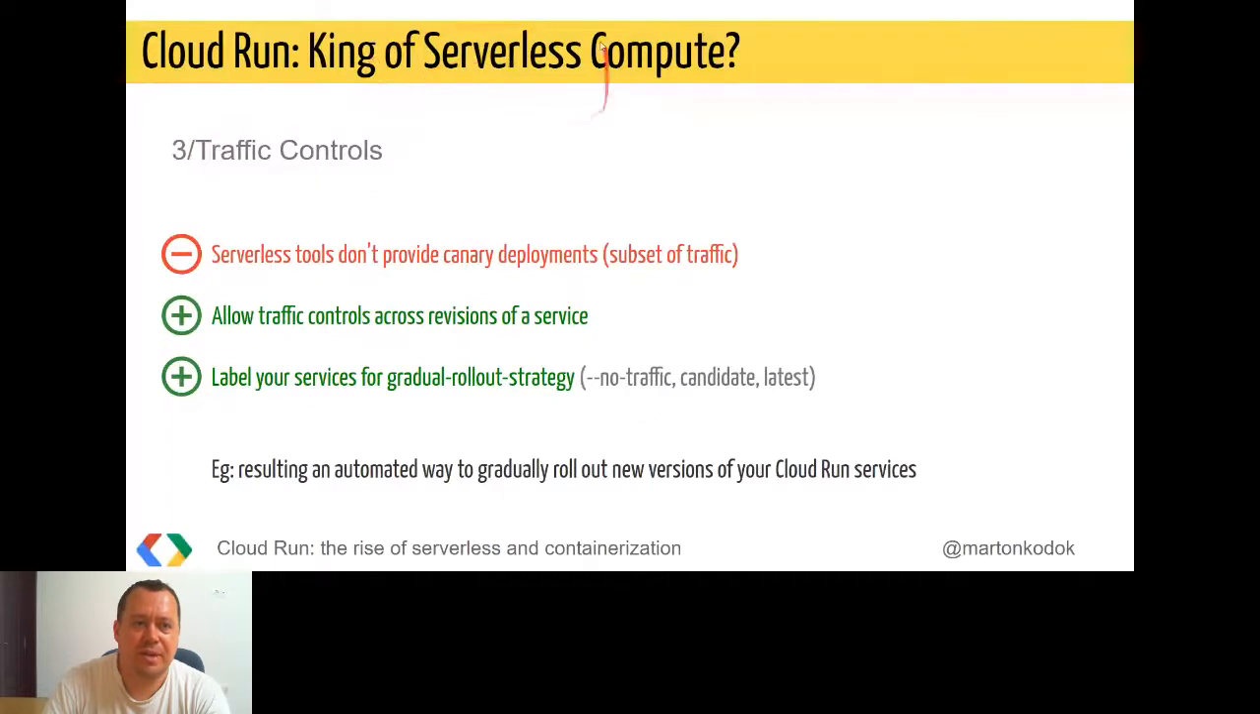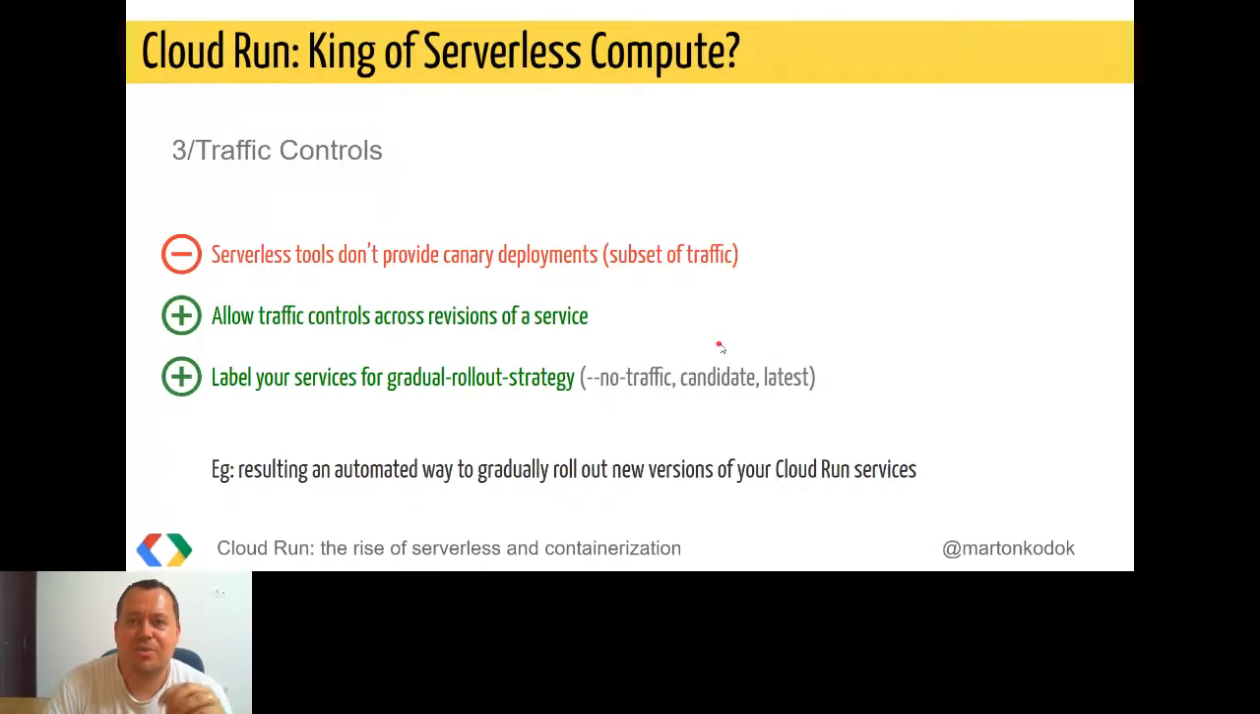Traffic controls. Also in a serverless environment, serverless tools don't provide canary deployments or a subset of traffic to your functions, to your lambdas, whatever we name them. So in the Cloud Run environment, you are able to allow traffic across revisions of a service. And you can label your services for gradual rollout strategies. So you could have, for example, labels like no traffic, which means that the balancer, which is automatically offered and there for Cloud Run services, routes no real traffic to your service, but you as a developer or the CI/CD pipeline are able to trigger that specific revision to do the tests and to confirm this is production ready.